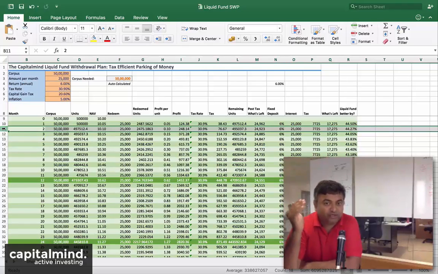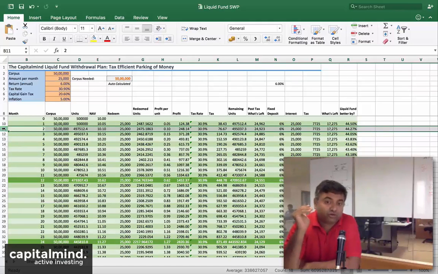Again, the same formula. It's 2475 units. The profit per unit now, from 10 rupees purchase to 10 rupees 10 paisa sale, is 10 paisa only. The profit here is 248. Your profit has increased because the NAV has increased. Again at 30.9%, it's about 77 rupees of tax. You're paying 77 rupees of tax in the second month when you've taken out 25,000 rupees.